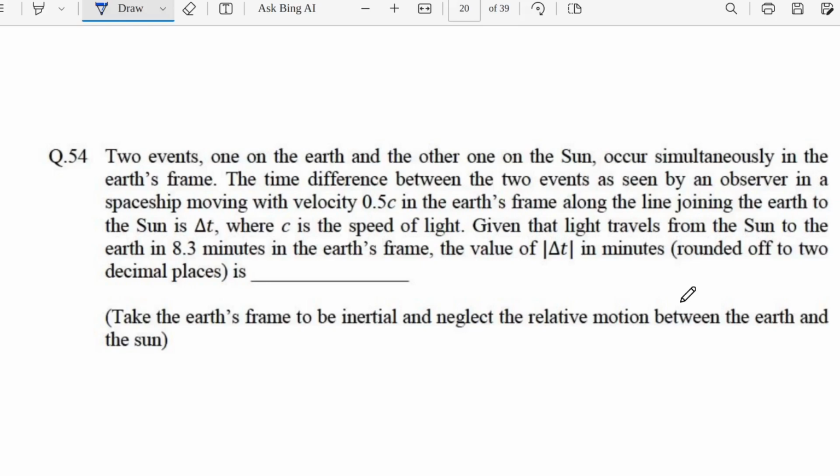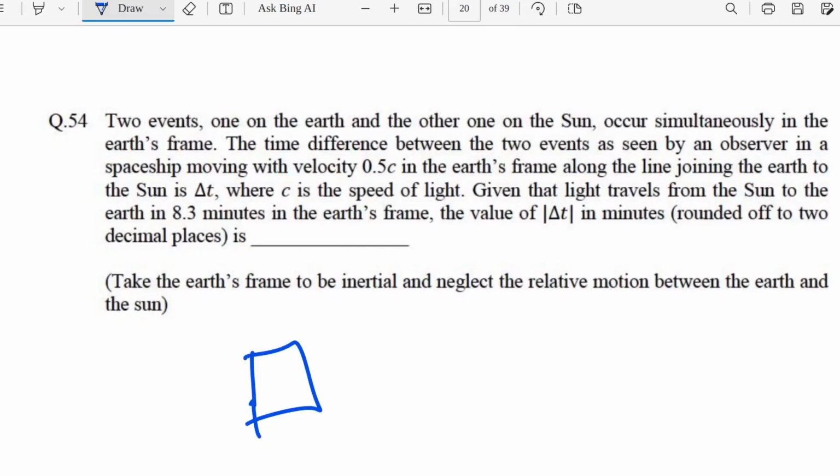And they have given a hint: take the earth's frame to be inertial and neglect the relative motion between the earth and the sun. So this is a small assumption, and they just want to know what will be the value of delta t. And what is delta t?